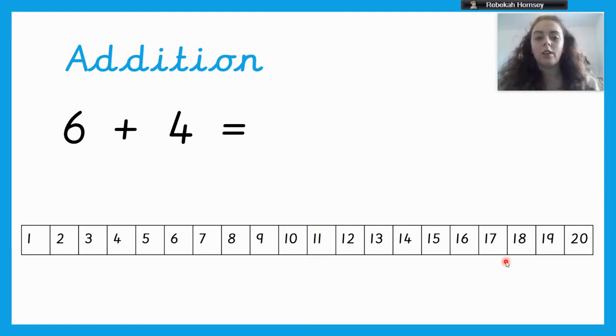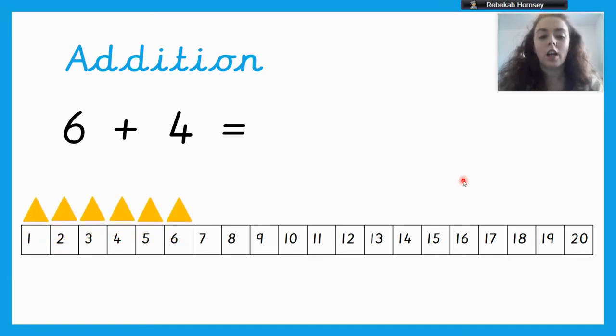So first of all, I need to get 6, don't I? So I could have 6 objects. I could draw 6 circles. I know some of you like to draw dots, which is really helpful. Whatever works for you. I've used triangles, just like Miss Mayer did yesterday. So those are my 6 triangles.